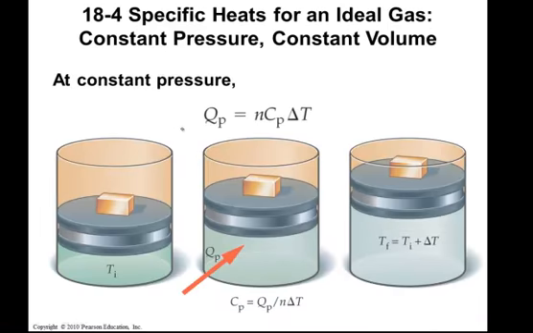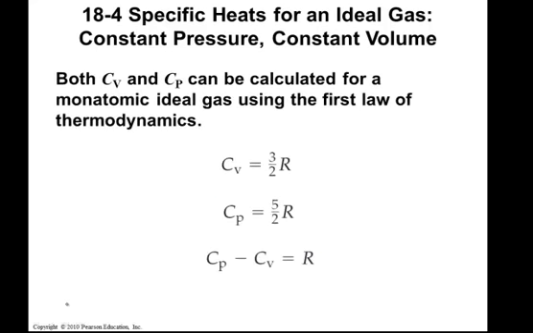And if they're at constant pressure, then Q at constant pressure is going to be n, your number of moles, times your specific heat at constant pressure, times your change in temperature. And we can calculate both of those using the first law of thermodynamics. If they're at constant volume, then we do 3/2 times R. If we are at constant pressure, then we do 5/2 times R, which means the difference between CP and CV is R. And we're going to be using these in our next problem.